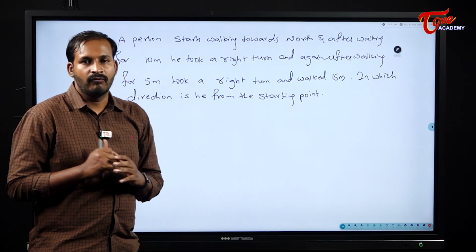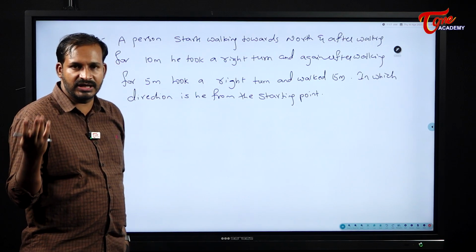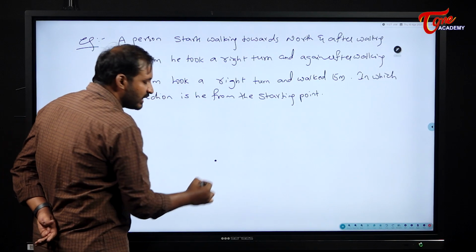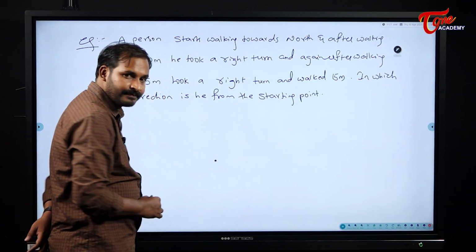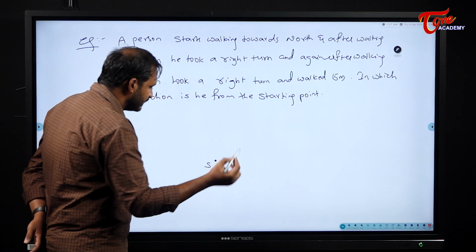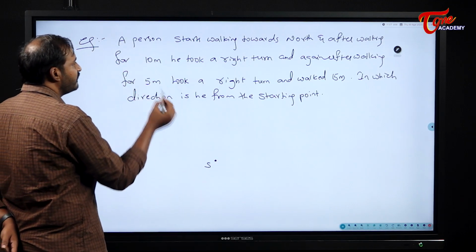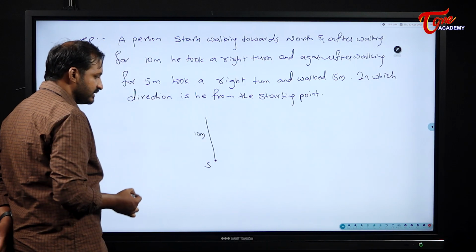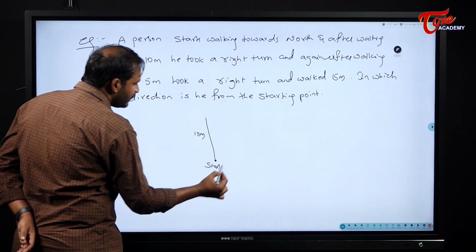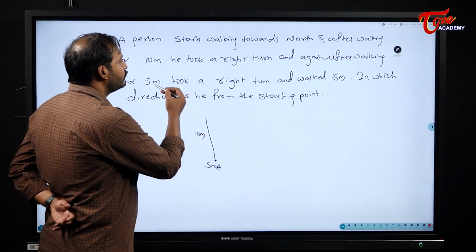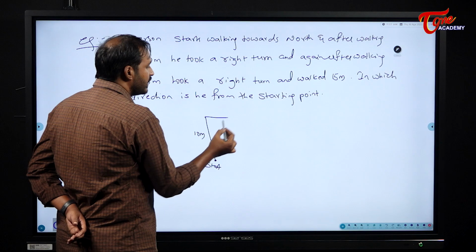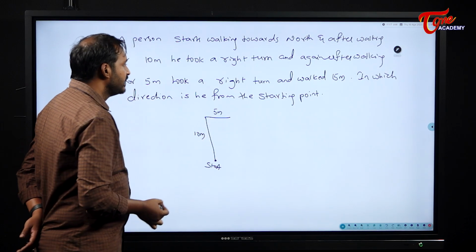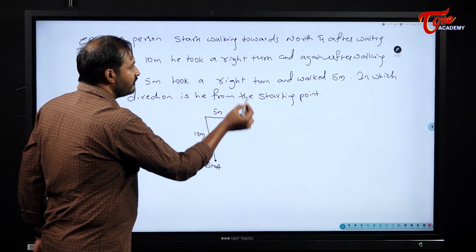Be careful, students. See the mistake a few students will make here. For example, a person started walking towards north. Assume that his path is here. From here he is starting. This is his start point. He started and walked towards north, and after walking for 10 meters, this is the start, students. He took a right turn, and again walked 5 meters. He took a right turn and again walked 15 meters.